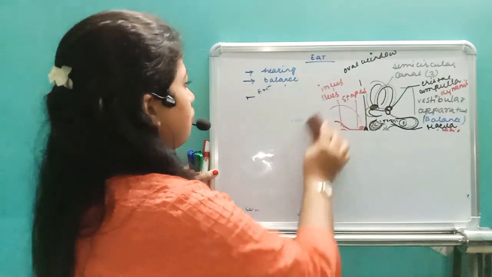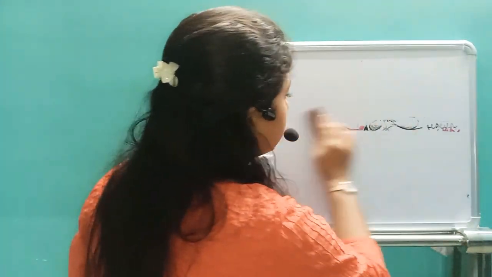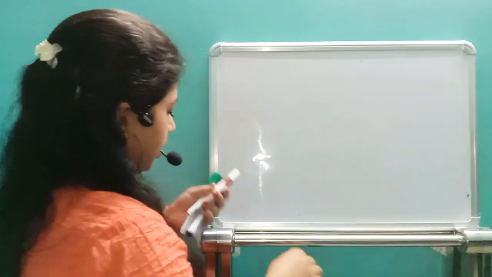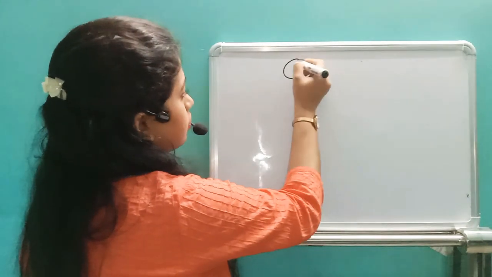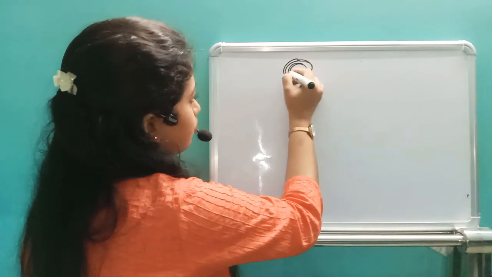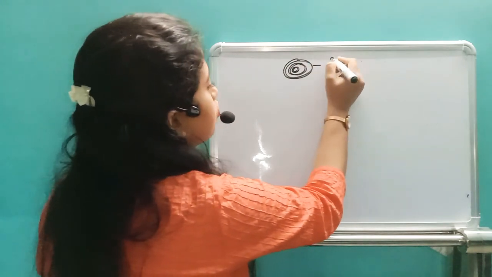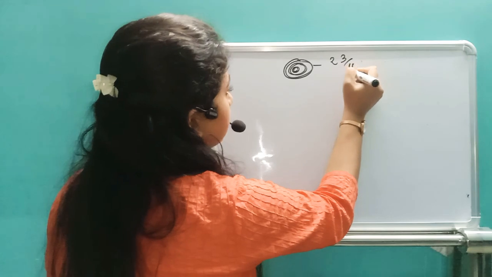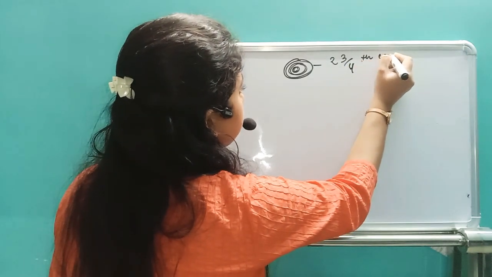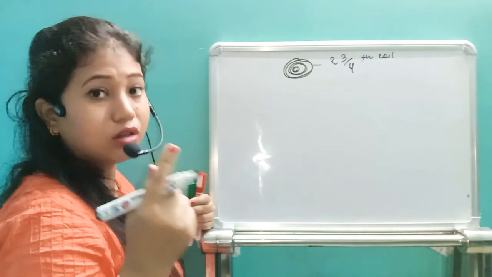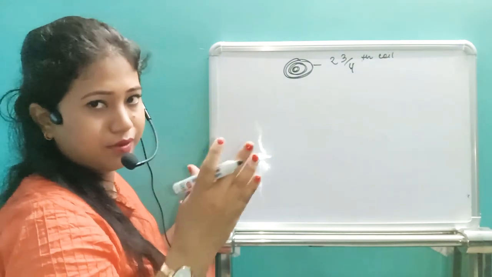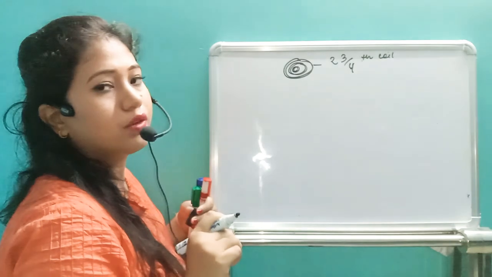So what happens in the cochlea now? See, this cochlea is a round coil structure. How many coils is it going to have? It's going to have 2 and 3/4 coils. That means two complete coils, and the third coil is divided into four parts, so 3/4 will be covered.